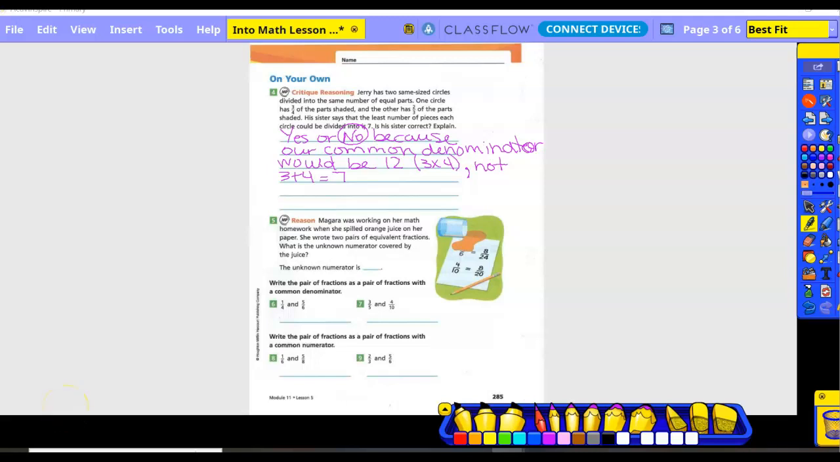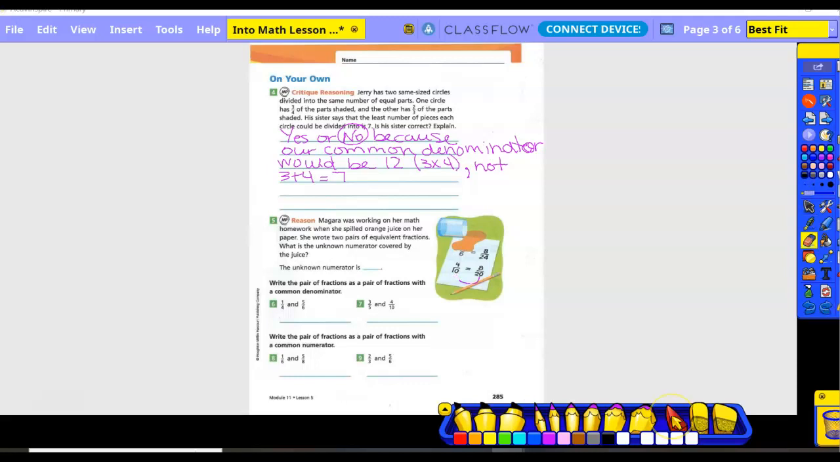Number 5. Mathera was working on her math homework when she spilled orange juice on her paper. She wrote 2 pairs of equivalent fractions. What is the unknown numerator covered by the juice? Okay, so what happened here? She did what? 20 times what?